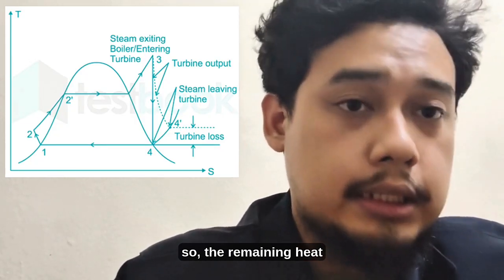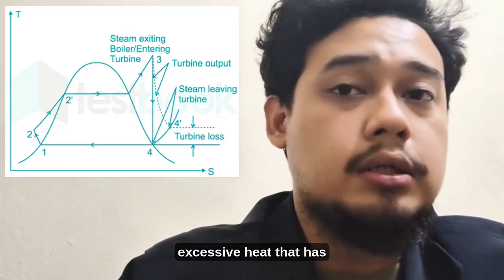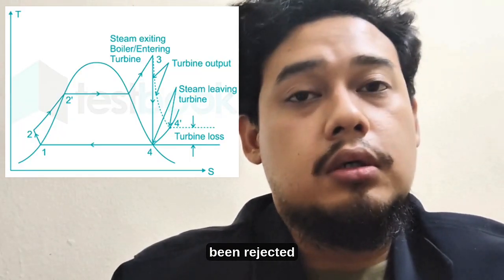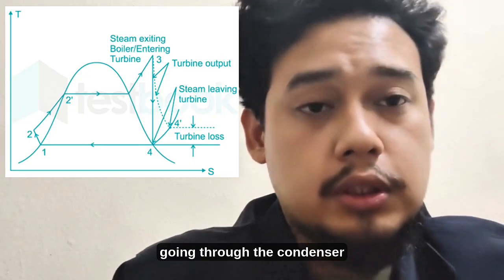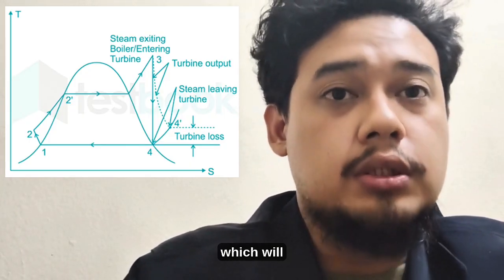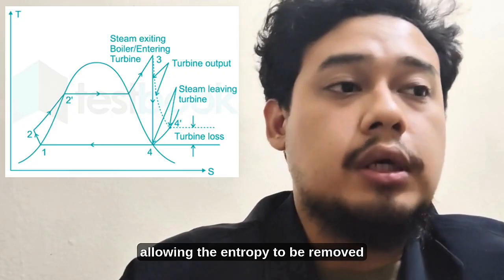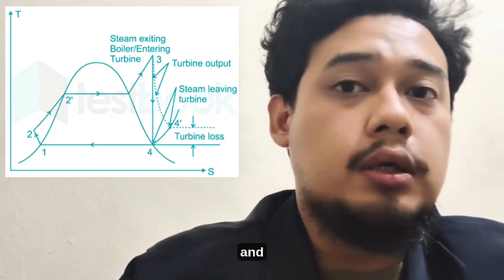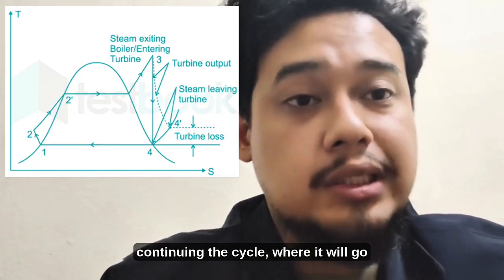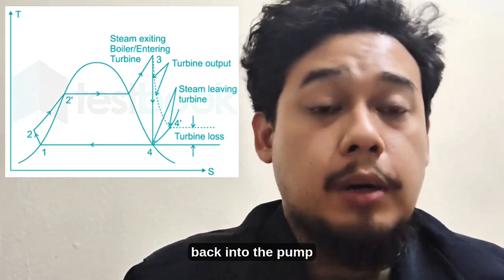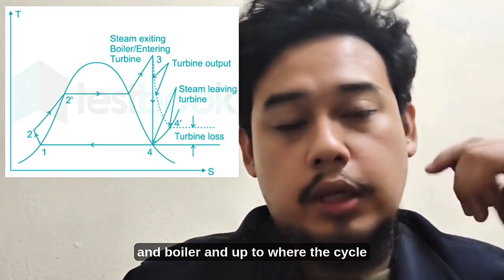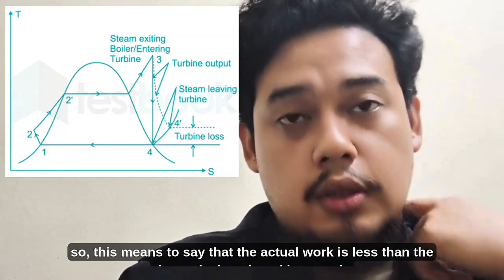So the remaining excessive heat that has been rejected will go through the condenser, which will allow the entropy to be removed and continue the cycle, where it will go back into the pump and boiler again, where the cycle continues.